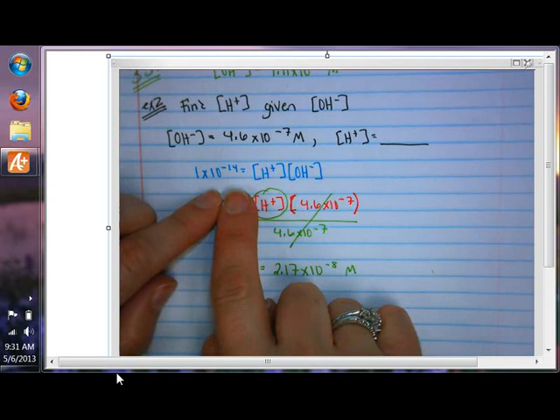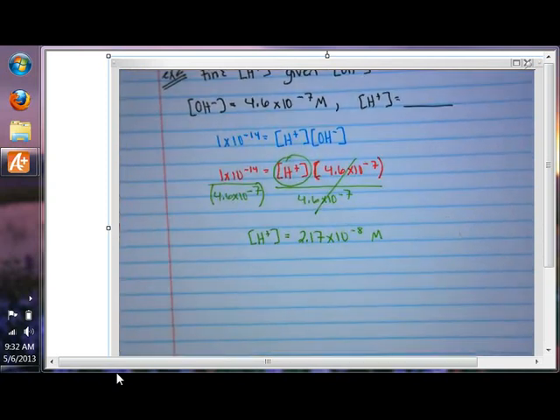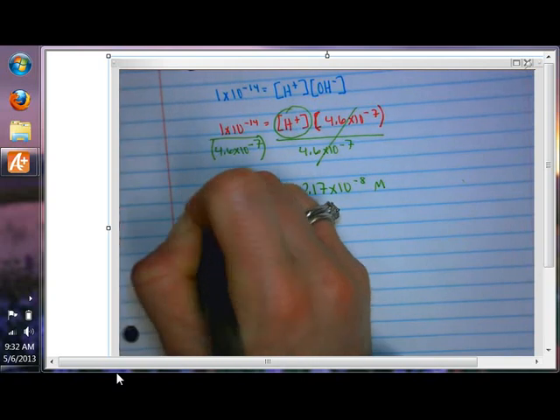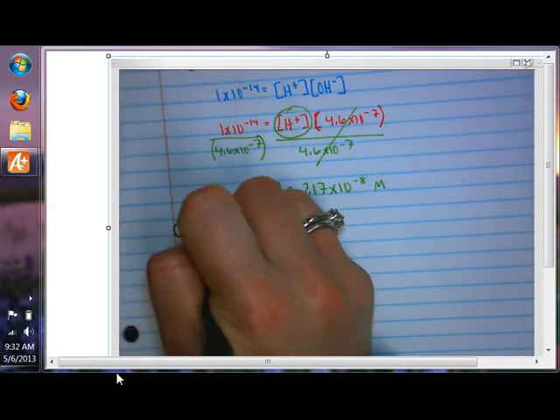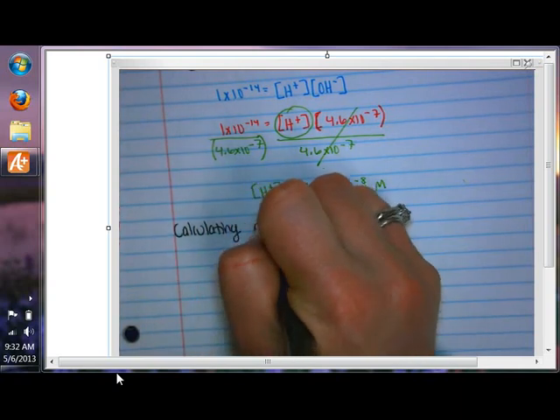Very simple. So let's move on to the next set of problems, and that is going to be calculating pH from the concentration of H+.